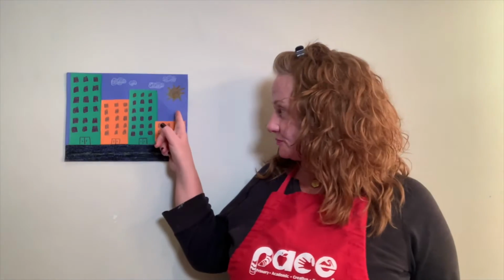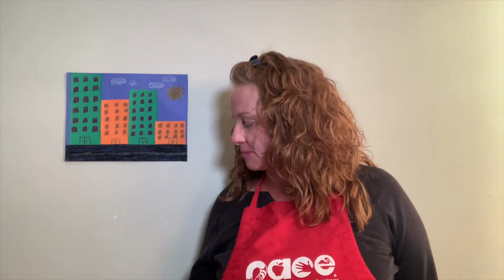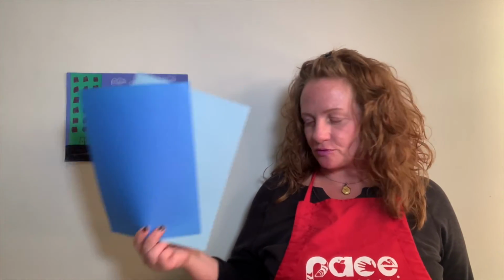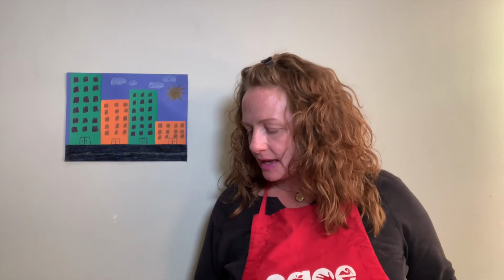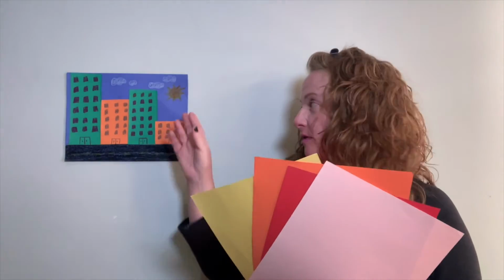For example, here I chose a blue sky for the daytime. If that's what you want, you can choose blue. If you want a nighttime sky, you can choose black for your background. And if you would like a sunset sky, you can pick any of these colors for your background.